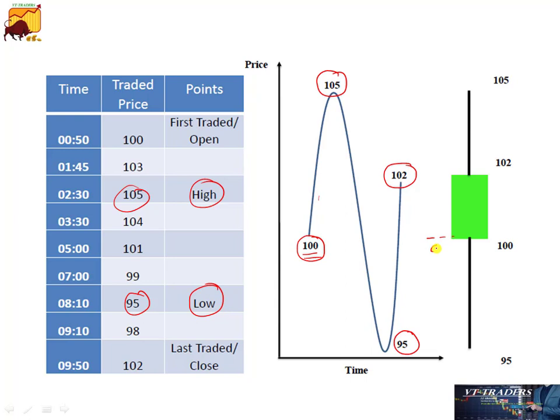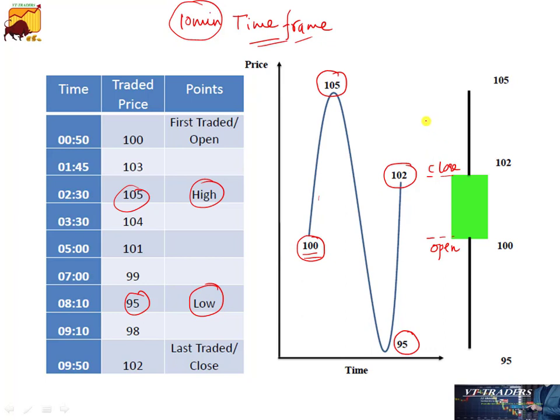So this is the open price, this is the close price, and what is the highest price of the 10-minute time frame? It is called the time frame. There are a number of time frames: 1 minute chart, 2 minute chart, 1 day chart. So here we are going to see the candle for the 10-minute time frame.